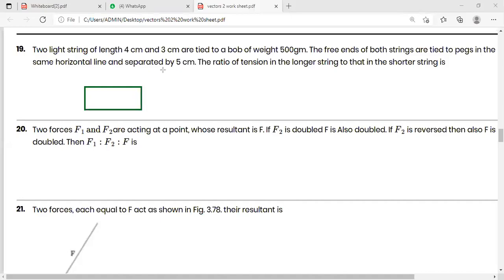Here the diagram should be given. Some angles are not given for this. Okay, so the diagram should be given here. Ratio of tensions only they're asking.